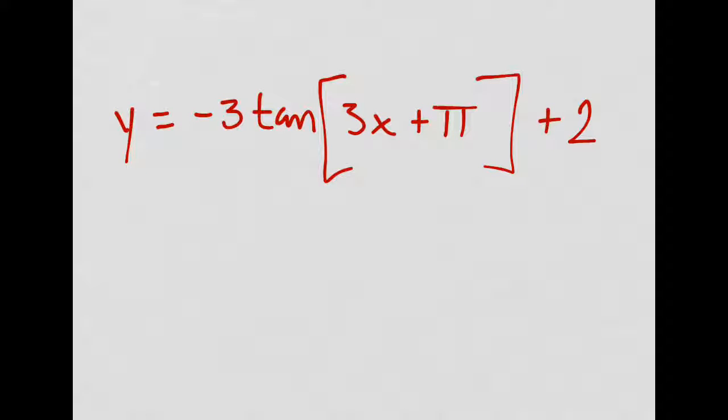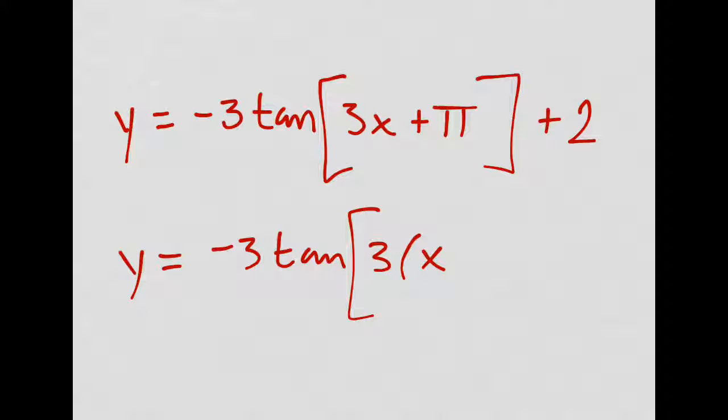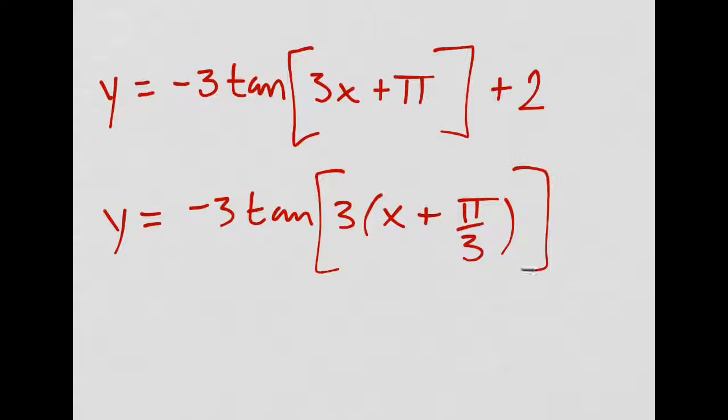So in class I was working on this and it was taking too long and I was confusing myself, so I'm going to work on it right now. The first thing that I want to do is get it into the form that I'm comfortable with, so that would be taking out the 3, so it would be x plus pi over 3, and then from there I can calculate the period.